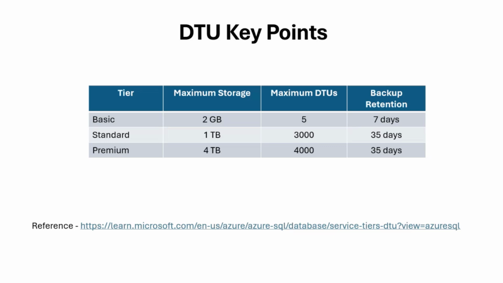Premium service tier allows a maximum storage of 4 terabytes, a maximum DTU of 4000, and again the backup retention allows up to 35 days. Any mission critical workloads, yes, you can go for this premium DTU service tier. And just keep that in mind, as you increase the number of DTUs, cost also increases. So just keep that in mind.